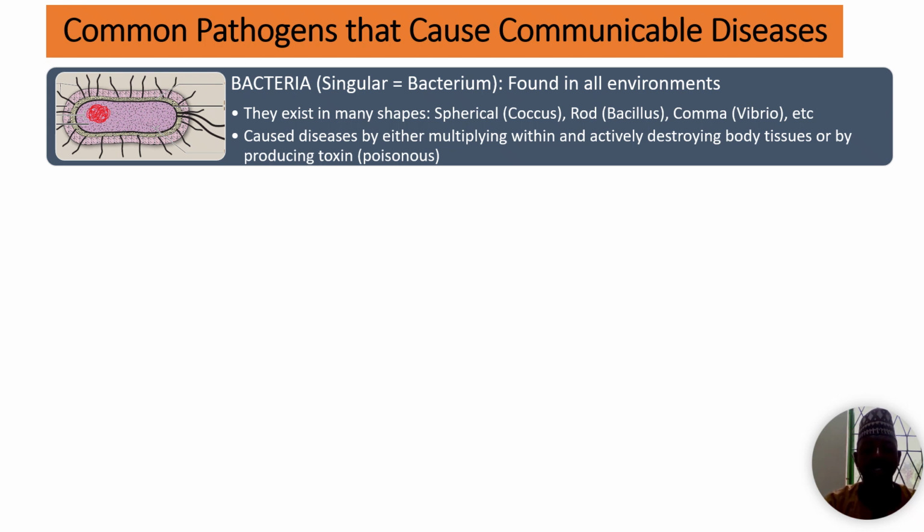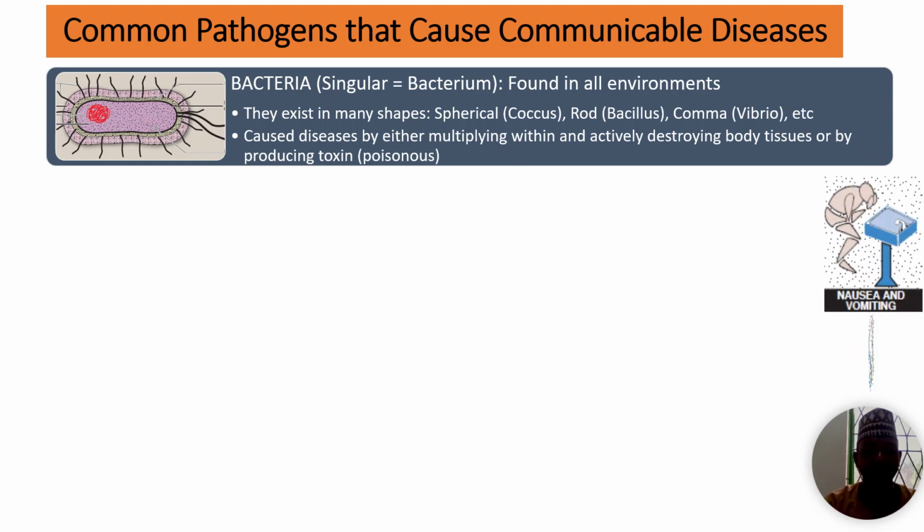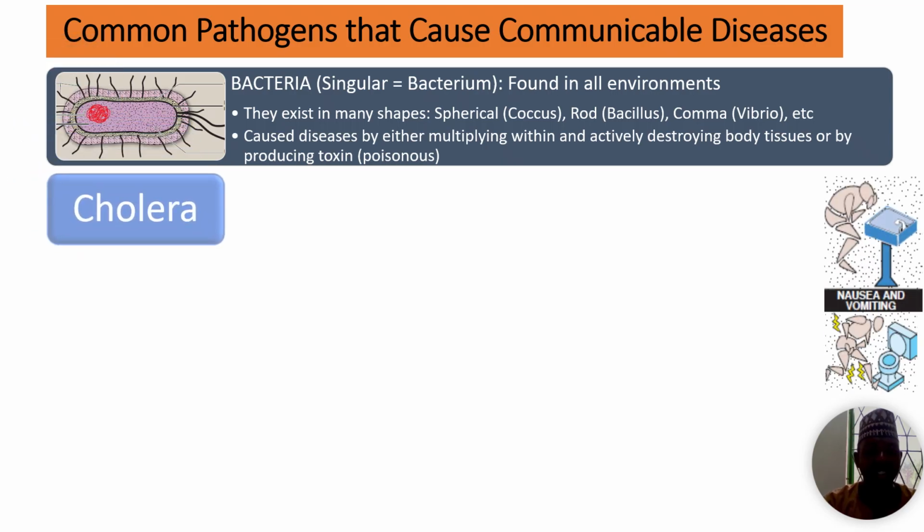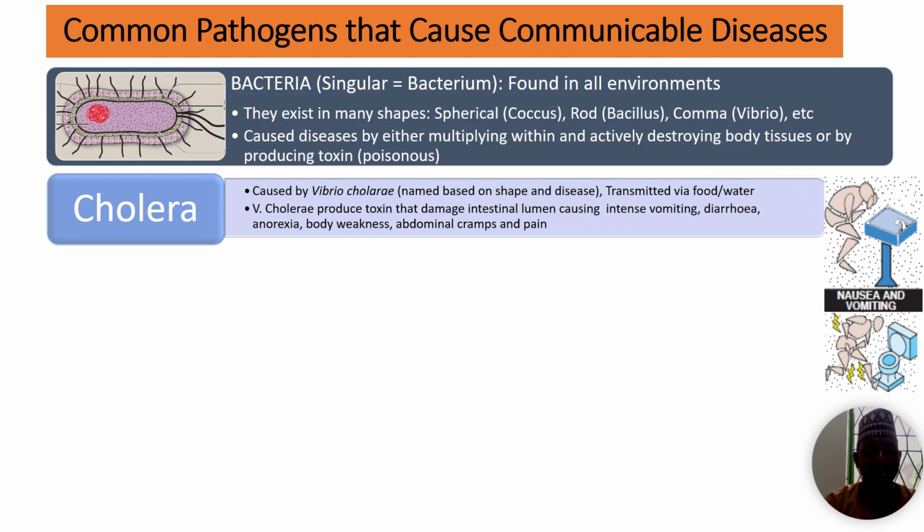Bacteria generally cause diseases in two ways, either by multiplying within the body and actively destroying the body tissues, or by producing a toxin which has the capability to cause diseases in the body. Now let's look at some of the common bacterial diseases in our environment. The first one here is cholera.